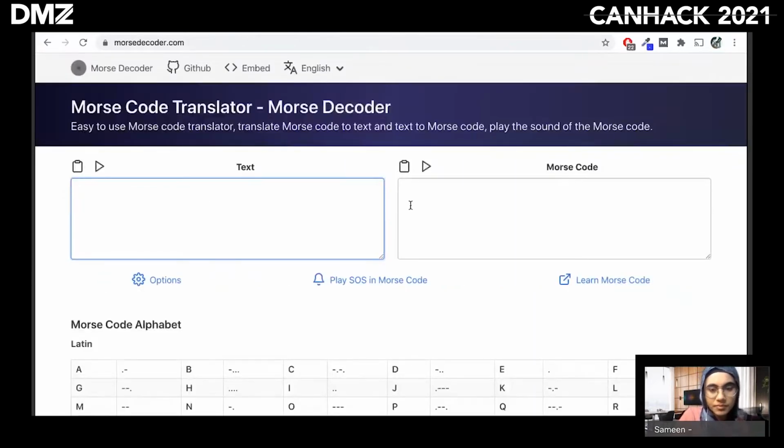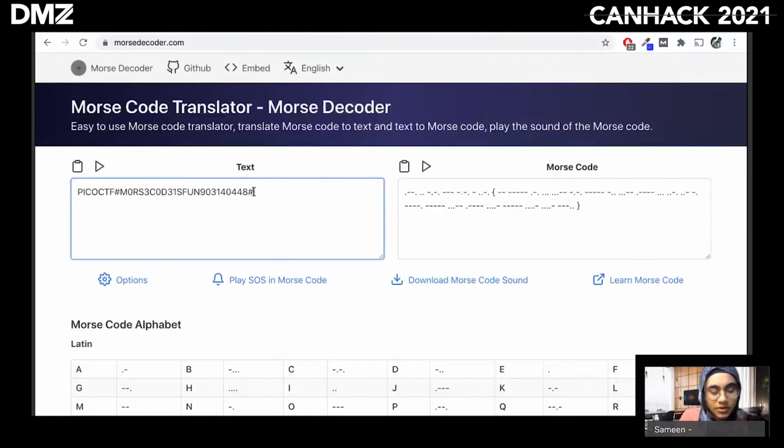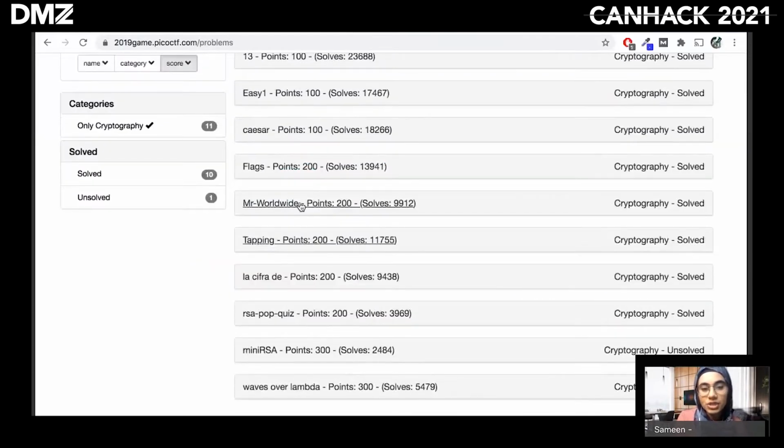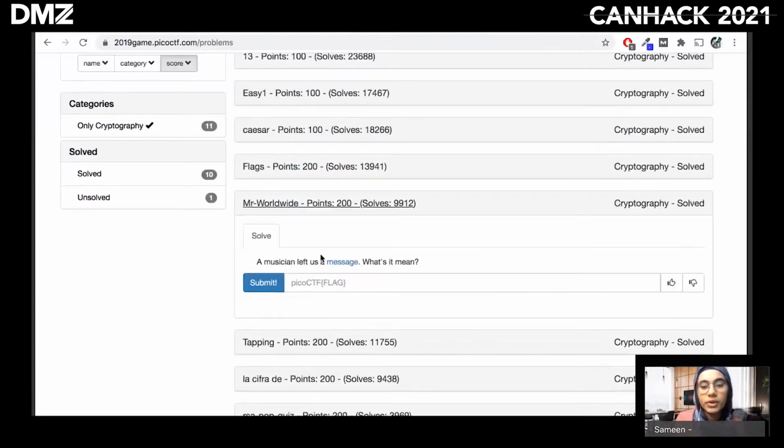Morse code. So there is our flag right over here. We would probably need to convert this back into these brackets, but that's our flag right there. So it looks like Morse code. So these challenges are not too bad, right? Let's try Mr. Worldwide and see what that comes up with.